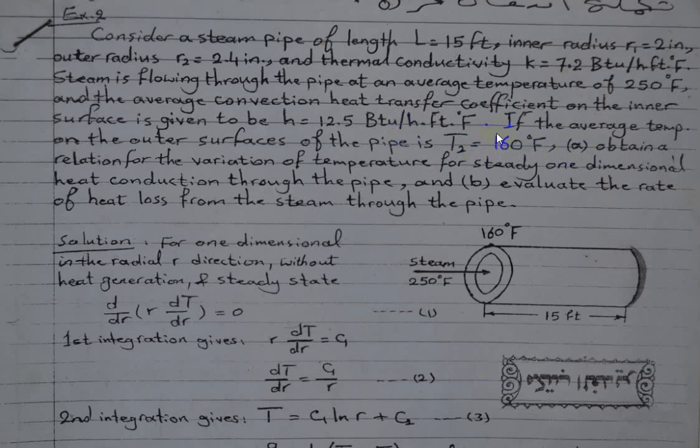As you can see in front of you, if the average temperature at the outer surface of the pipe is T2 equals 160 degrees Fahrenheit, then (A) obtain a relation for the variation of temperature for steady one-dimensional heat conduction through the pipe, in the pipe walls only. And (B) evaluate the rate of heat loss from the steam through the pipe.